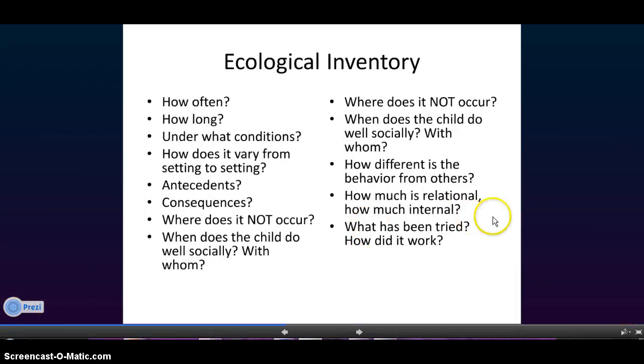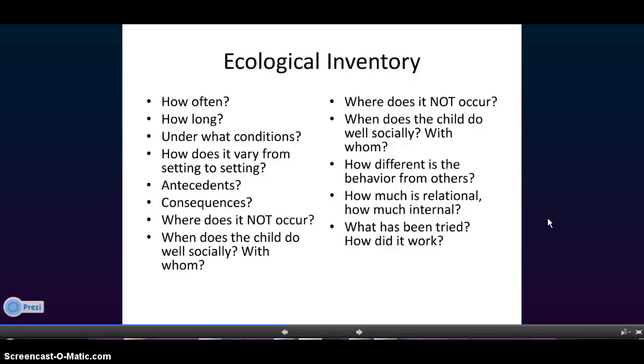One of the things we do is interview parents and teachers and ask them about the ecology, about the environment of this child. How often does this behavior happen? How long does it last? Under what conditions do you see it? How does it vary from setting to setting? In other words, are we seeing this behavior in multiple settings, or is it tied to a specific setting? Antecedents: what's happening right before the behavior?